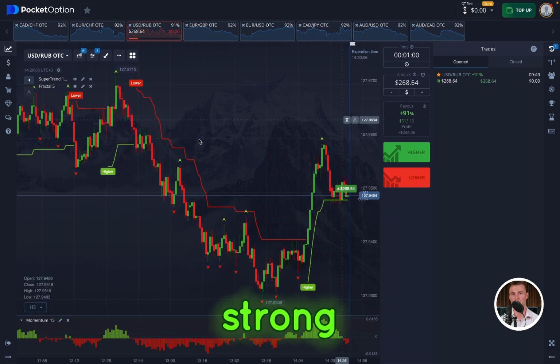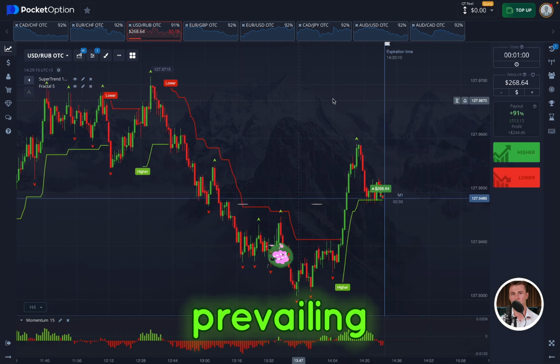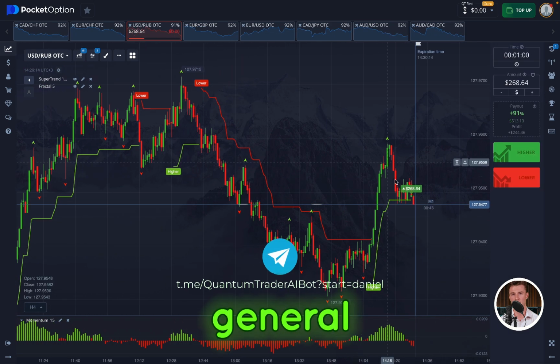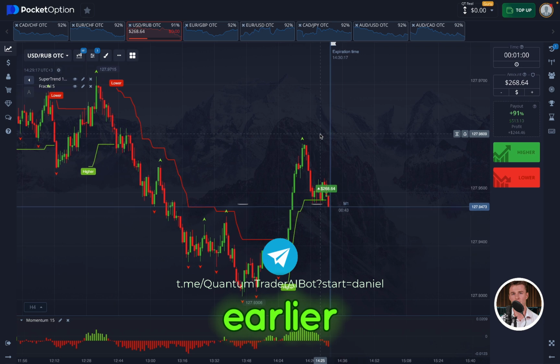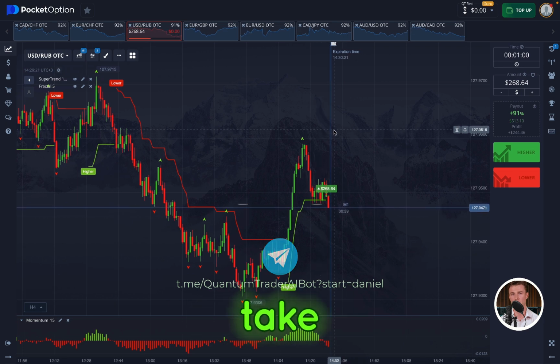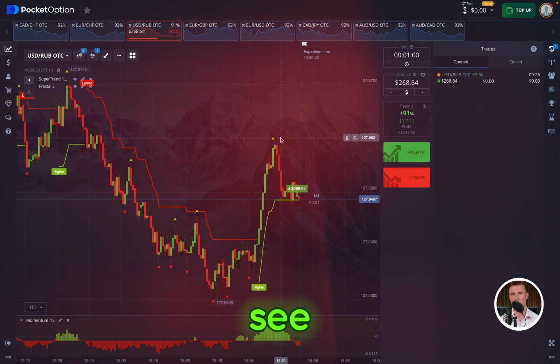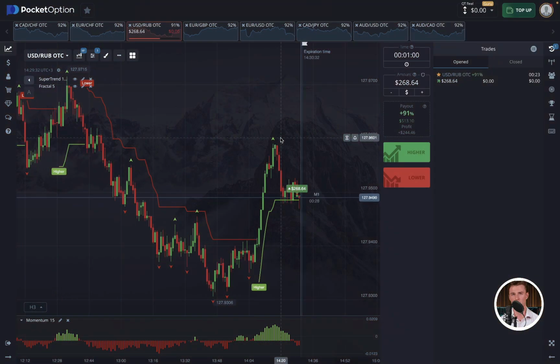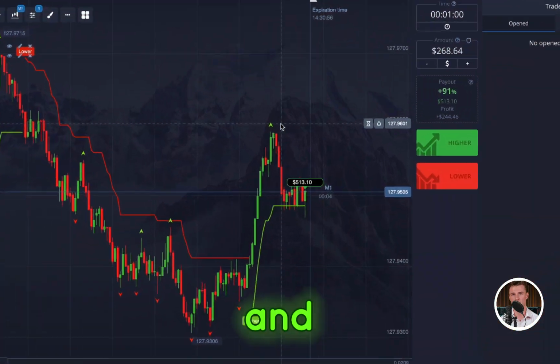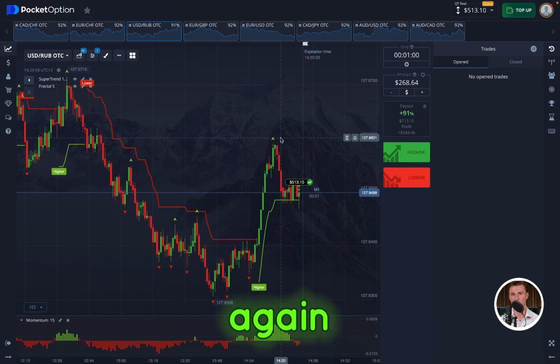The rather strong pullback dynamics is already prevailing here. And in general, there was a downward trend earlier and the change in direction did not take very long. So I emphasize that I have to have a way out. Let's see. And the second position is closing again in a plus.